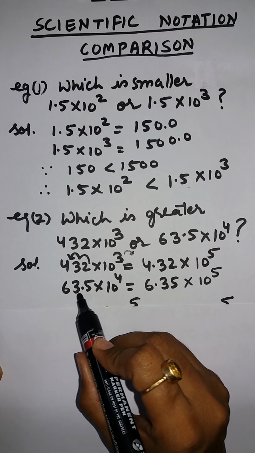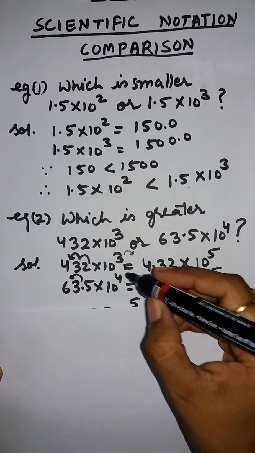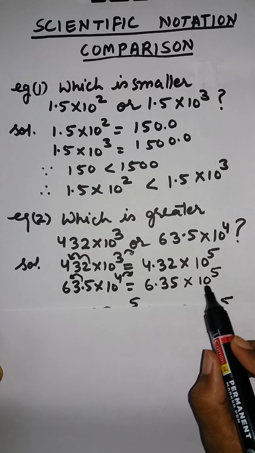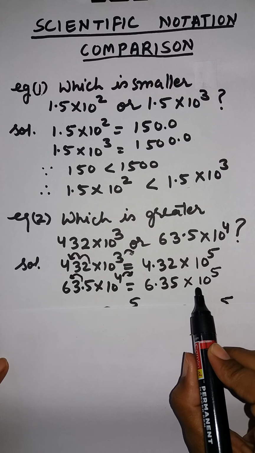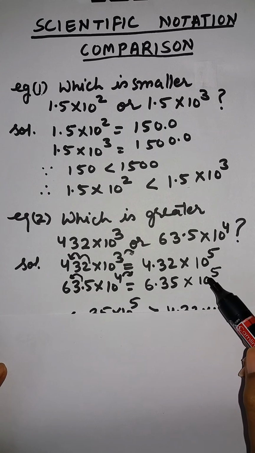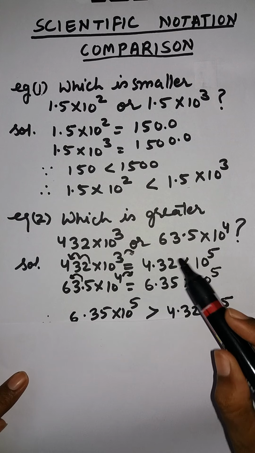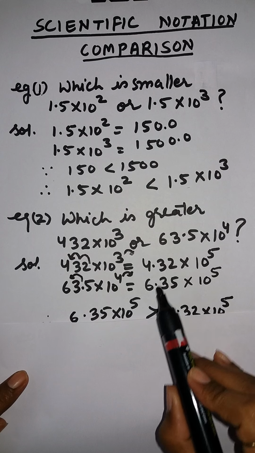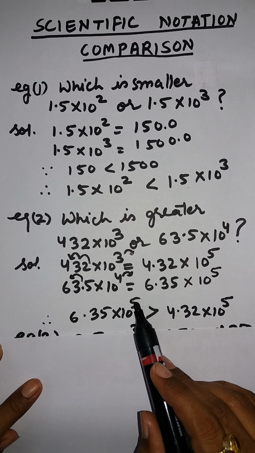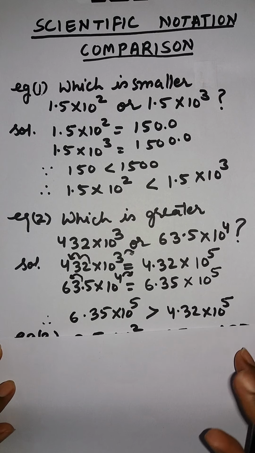Here this is 63.5. So this decimal will shift left side 1 step, so this power will increase 1 step. So it will be 6.35 into 10 raised to the power 5. Now we can see the powers are same. Because the power is same, we can now compare it with the help of these two numbers. 4.32 is smaller than 6.35. It means 6.35 into 10 raised to the power 5 is greater than 4.32 into 10 raised to the power 5.